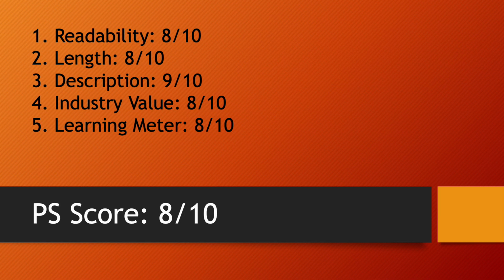Now let's look at the PS score for this paper. Overall, this paper is a decent read, so it gets 8 out of 10 on readability. With 14 pages, it gets 8 out of 10 on length. It's a prototype and measurement paper with good description, so that makes it 9 out of 10. In this industry, value and learning meter is decent, so it gets 8 out of 10 on each. Overall PS score is 8 out of 10.